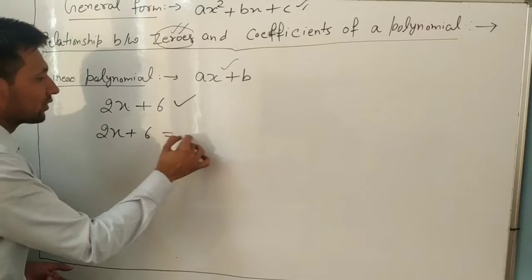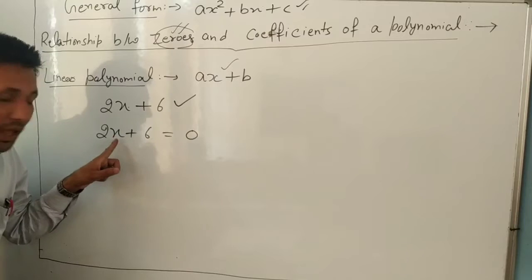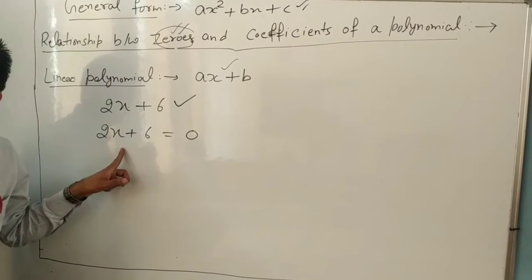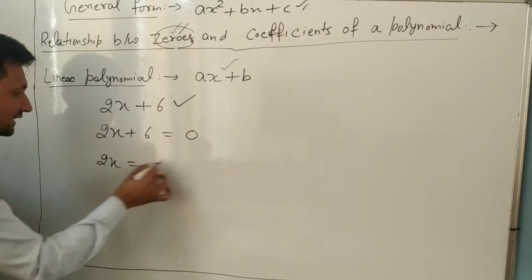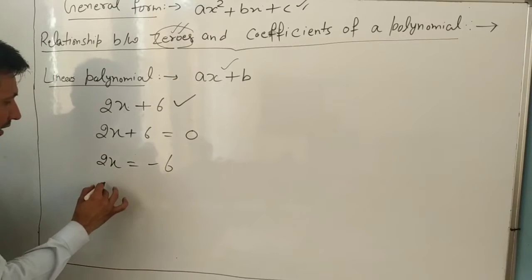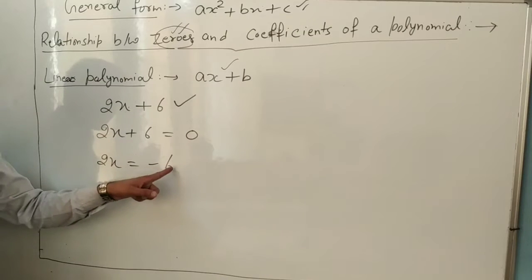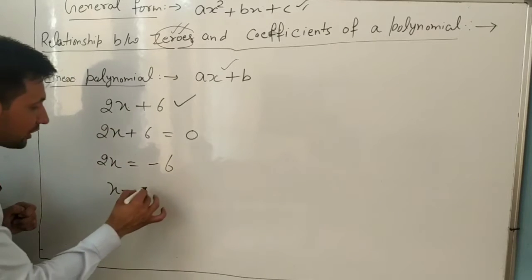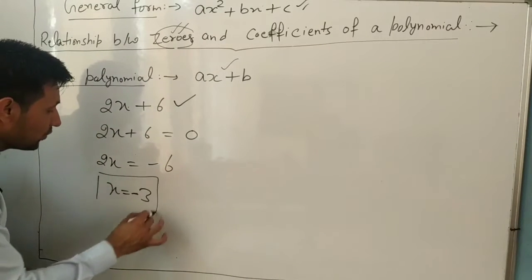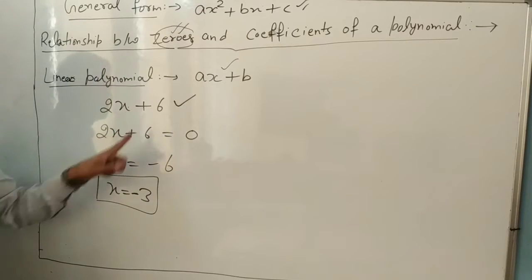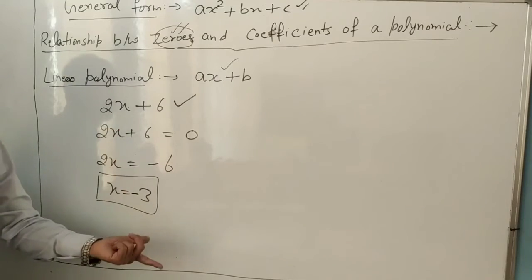If you want to find the zeros of any polynomial, how will you find them? Equate the polynomial equal to 0. Zeros mean what value you put in place of x so that it becomes 0. So 2x equals minus 6, another side, divide: minus 6 divided by 2 is minus 3, because negative divided by positive is always negative. So we put x equals minus 3 and it becomes 0. Check: 2 into minus 3 is minus 6, minus 6 plus 6 is 0.